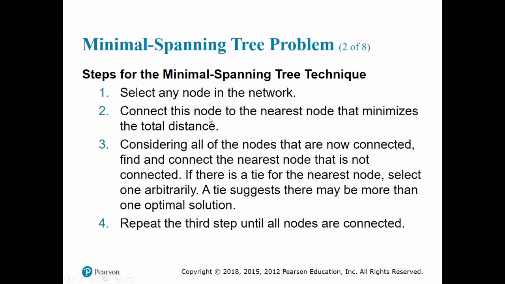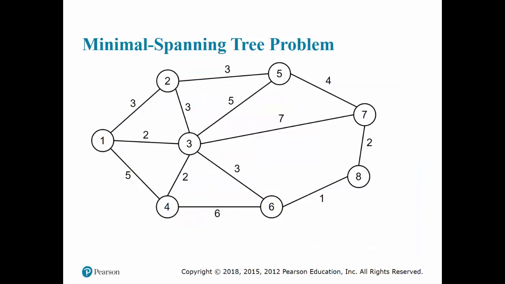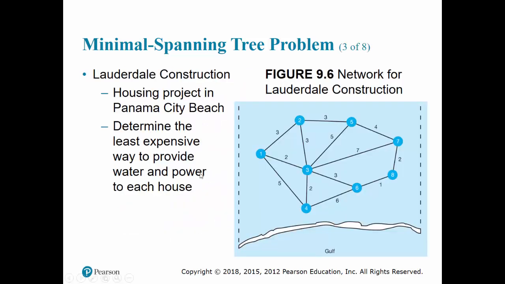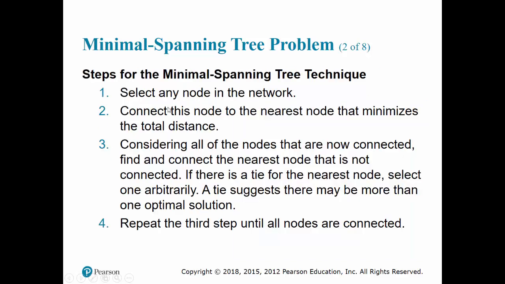You select any node in the network. It doesn't matter, arbitrarily select a node, and then look at the edges around that node. Say for example, here is node 1, and there are 3 edges. The algorithm says to select the one that has the smallest weight. Connect this node to the nearest node that minimizes the total distance. So now you have 2 nodes that are connected and the rest of them are unconnected.